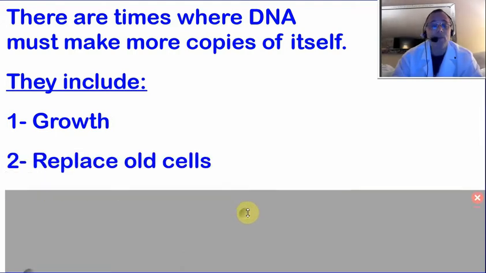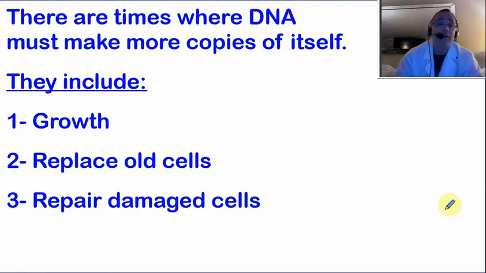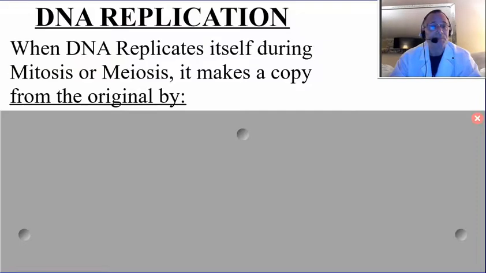Another time, we have to replace old cells. When your skin renews itself, when we wash, we're taking off old skin cells. Well, there must have been some skin cells ready to go. And they needed more DNA. And last, we need to repair. Damaged cells, well, they're removed. We need something to take their place. So we need more cells, we need more DNA. So we're talking about DNA replication.